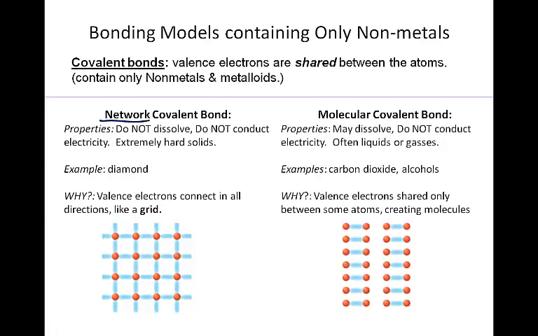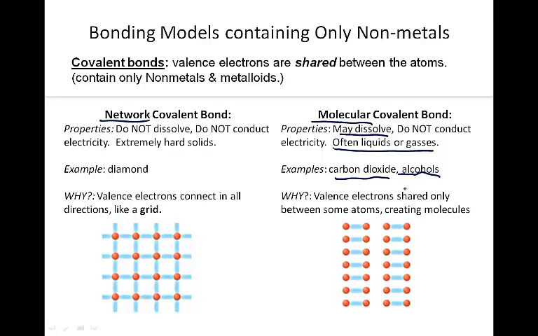On the other hand, you may have a molecular covalent bond. The difference here is that it may dissolve in water. Not all of them do, but typically they will. They still do not conduct electricity, like the network covalent bonds. But another difference is that they often are liquids or gases. For example, alcohols, including the kind that you can drink once you are of age, and then carbon dioxide, which is a gas. So network covalent bonds are solids.